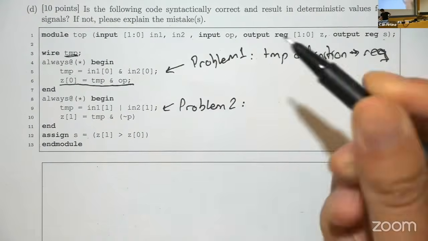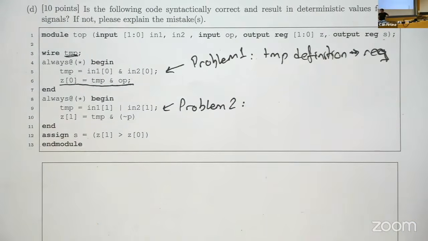Because we already have an assignment to TMP in the first always block, the second always block has the same sensitivity list, and it's making an assignment to the same value. Because TMP is a wire, this is wrong to begin with, but even if TMP was a register, this would be wrong. And I think the easy way to think about it is when you have two always blocks, you don't know when they will execute in the real sense.